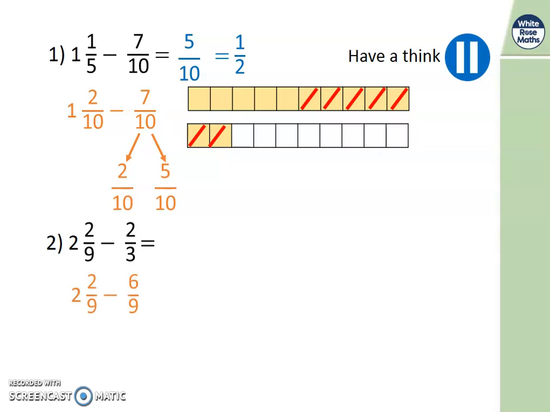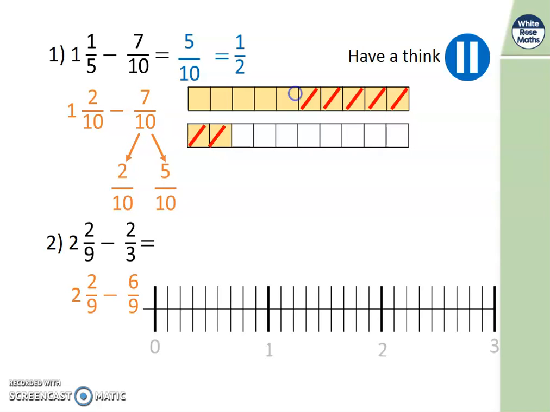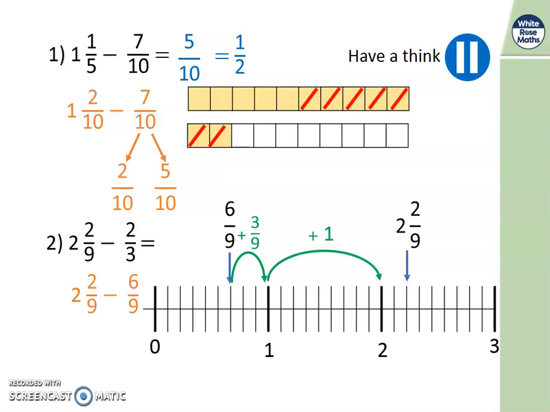So we convert first, so we've got the same denominator. 2/3 becomes 6/9. Each piece of the bar is split down into 9 pieces because we're working with 9ths. 2 and 2/9 is here, 6/9 is here. Using my jumping to the whole, I've added on 3/9 here, added on 1 whole, and added on 2/9. 1 whole one, add 2/9, add 3/9 makes 1 whole one and 5/9. Well done if you spotted that.